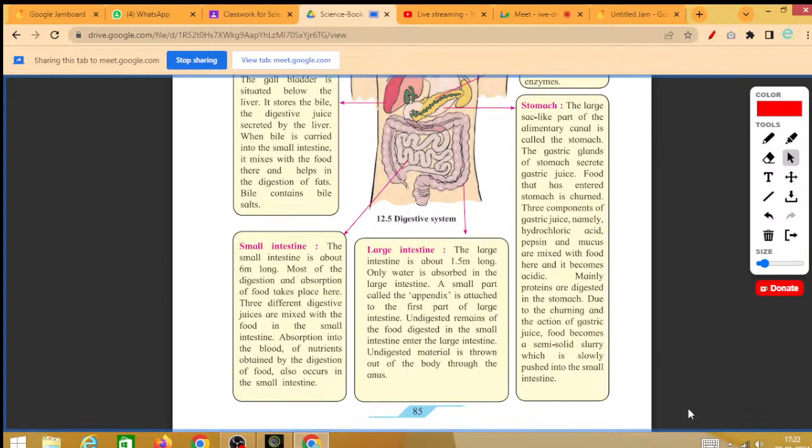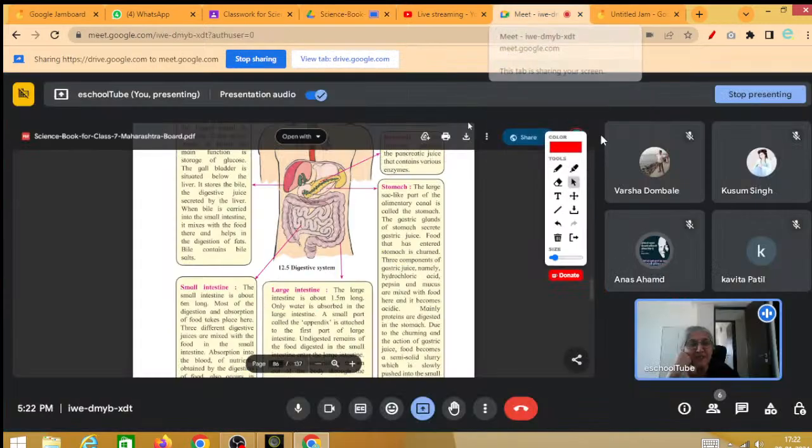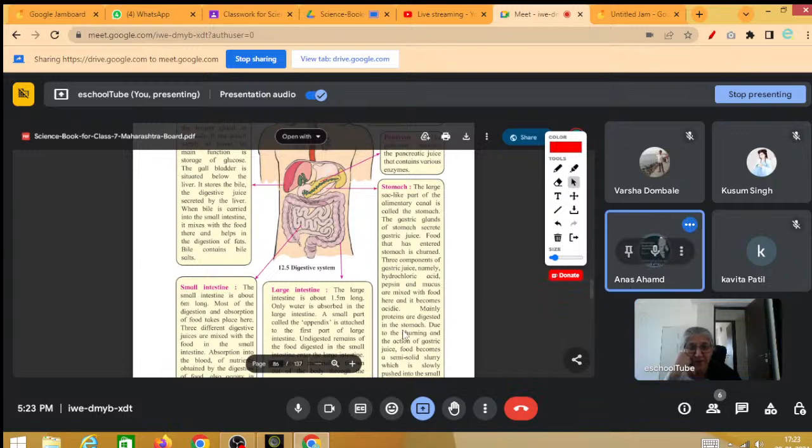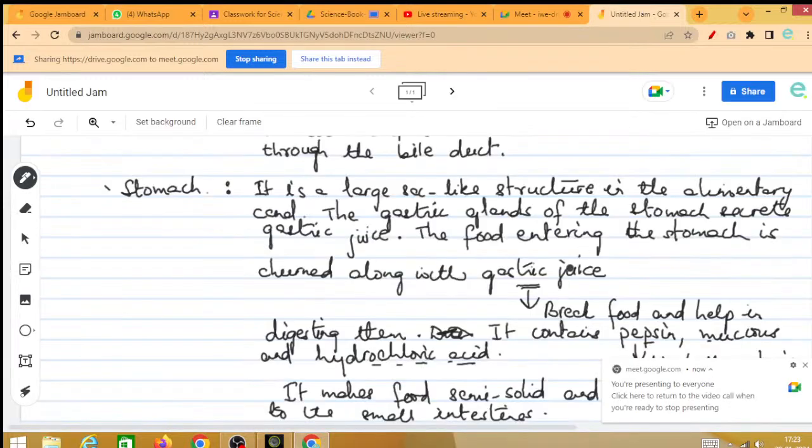Very good. Good. It was nicely explained in Hindi also. Asad, अब समझ आया? Yes, ma'am. पक्का? Okay. Now, अब ध्यान से सुनना and whatever you don't understand, you ask. Okay? Now, small intestines. Harshal, let's go to the small intestines.